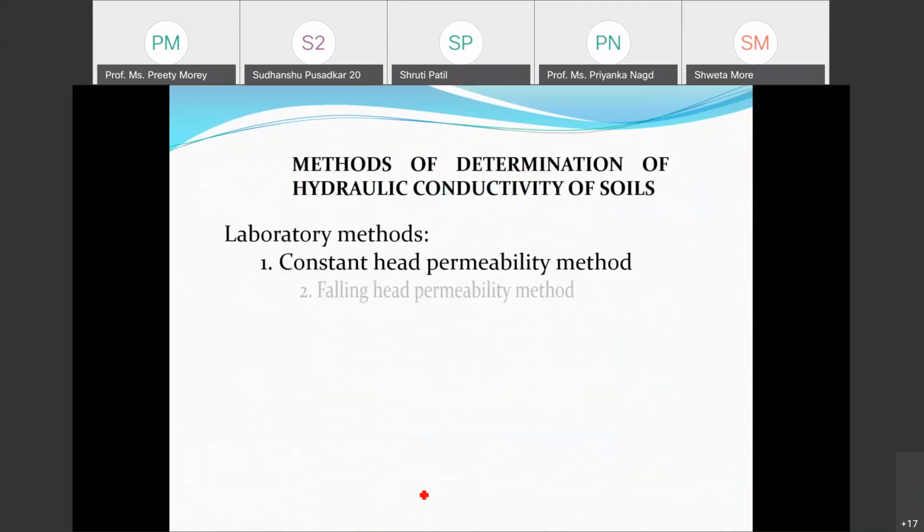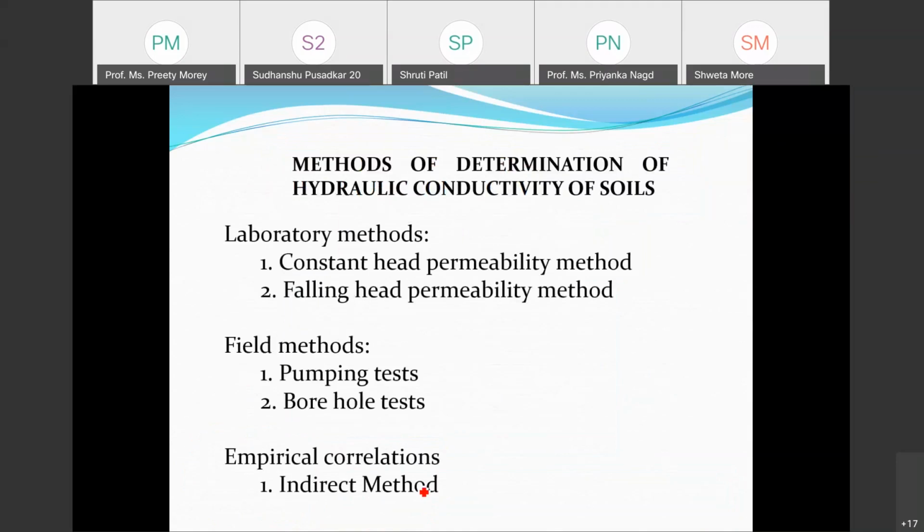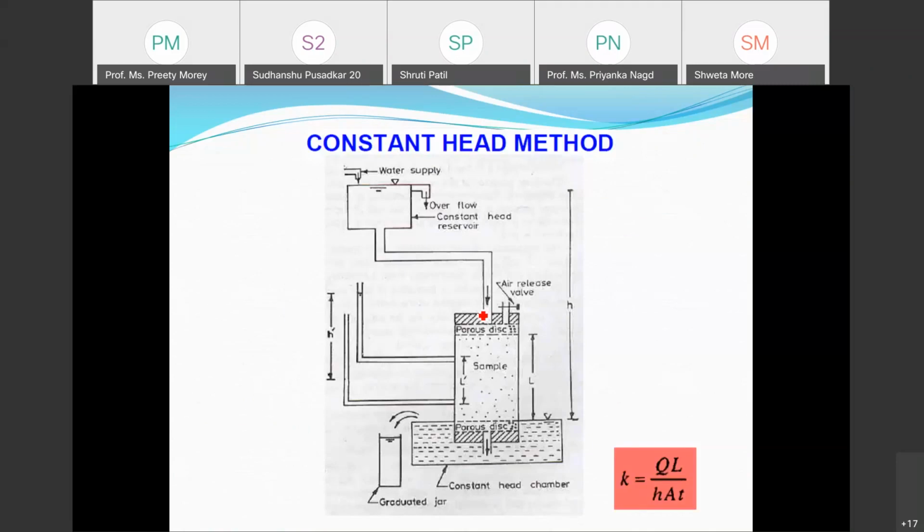Now, there are different methods used for finding out the coefficient of permeability: laboratory methods, constant head permeability, falling head permeability, pumping test, borehole test, and indirect methods. I already showed you the indirect method, K is equal to 100 D10 square, for identifying the coefficient of permeability.